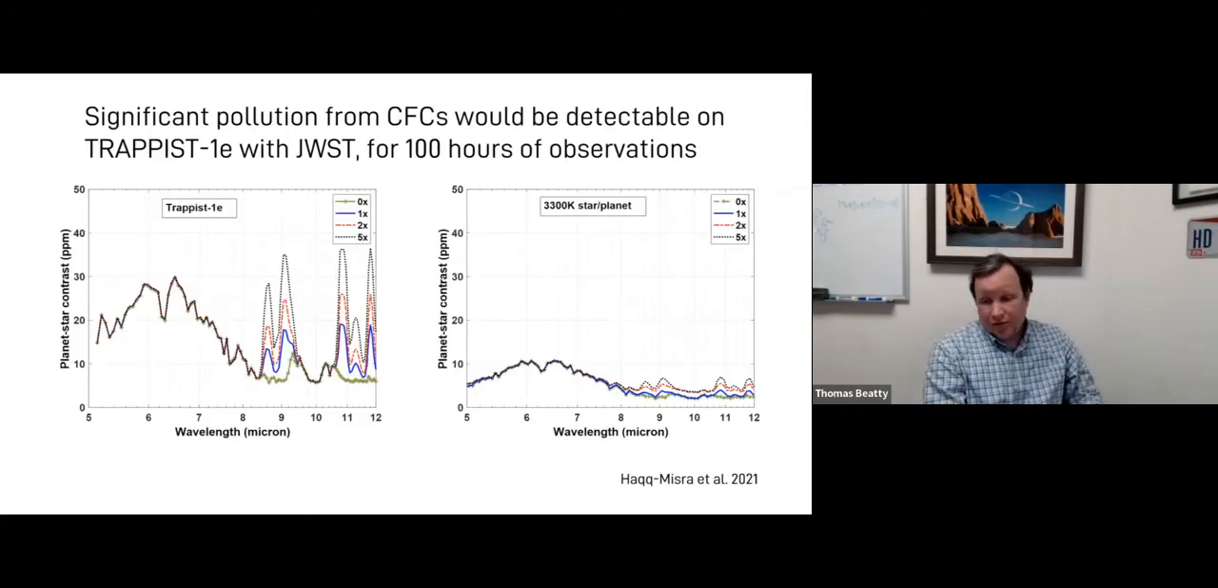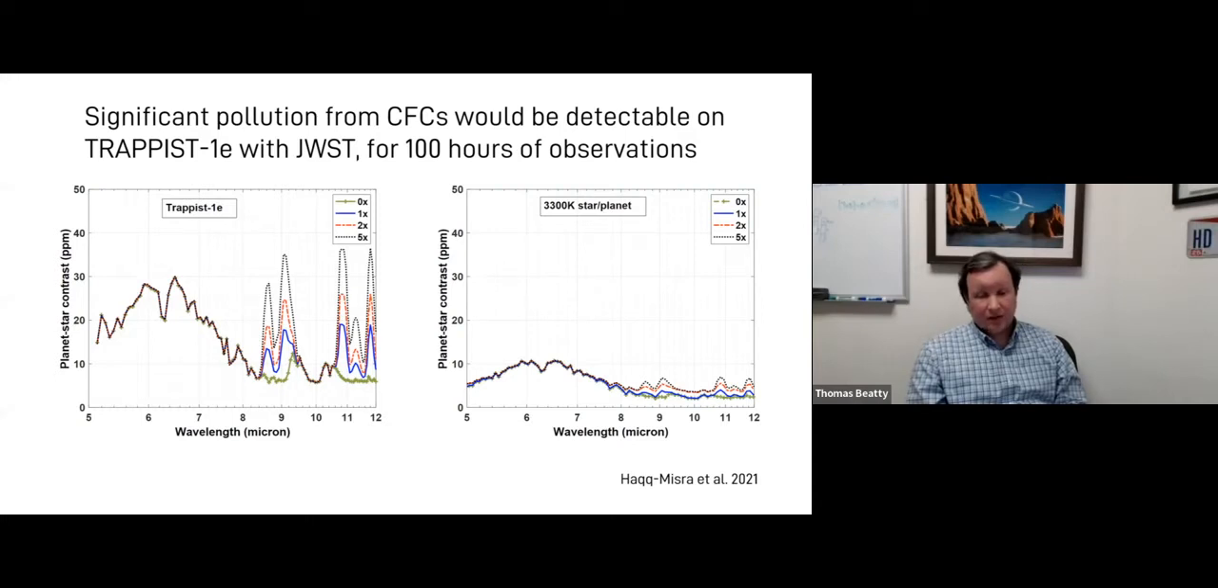One thing you could do, this is a recent paper from Jacob Haqq-Misra, is look for CFCs, right? CFCs have no natural source that we know of. They're produced in Earth's atmosphere by industrial activity. If CFCs were present at, say, 5 times the concentration they are on Earth, and they're present on TRAPPIST-1e, there's some industrial civilization there that's really pumping these out into their atmosphere, we would be able to see it with JWST. Likely be able to see it, depending upon what you think the noise floor is for MIRI observations. But we will be able to detect CFCs with these observations.